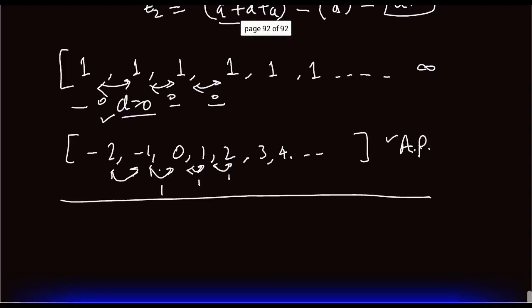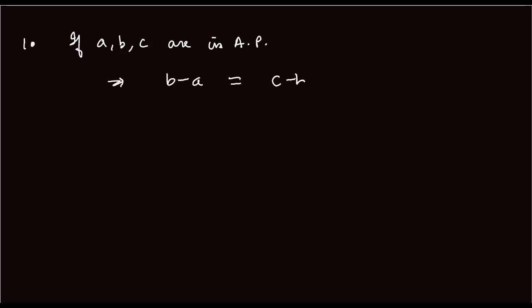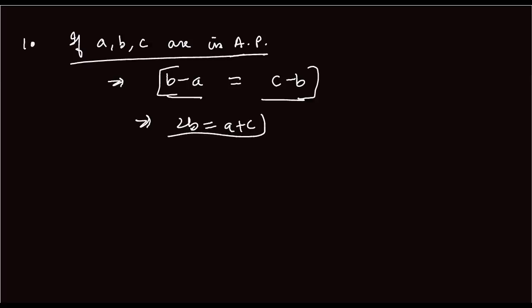Now, properties of an AP: whenever a question comes about an AP, what you have to do. The first property is that if A, B, C are in AP, this means B minus A equals C minus B, because this is the difference and the difference should be the same in case of an AP. For this to be true, 2B equals A plus C. So twice the middle term is always the sum of the first and the last term.